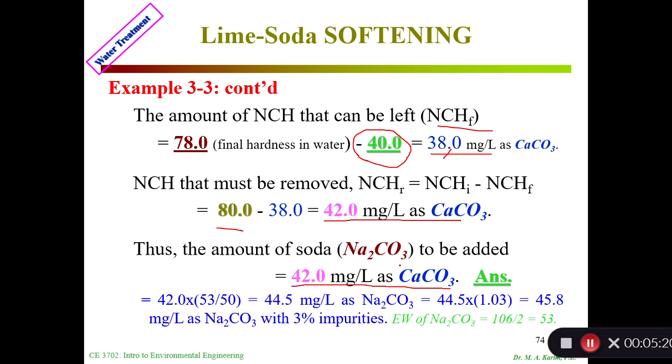Now we have to convert this as sodium carbonate. So 42 times the equivalent weight of sodium carbonate over the equivalent weight of calcium carbonate. I get 44.5 milligram per liter as sodium carbonate. Then if we have 3% impurities, I multiply by 1.03 and I get 45.8. That means I need 45.8 milligram of sodium carbonate to treat 1 liter of the water.